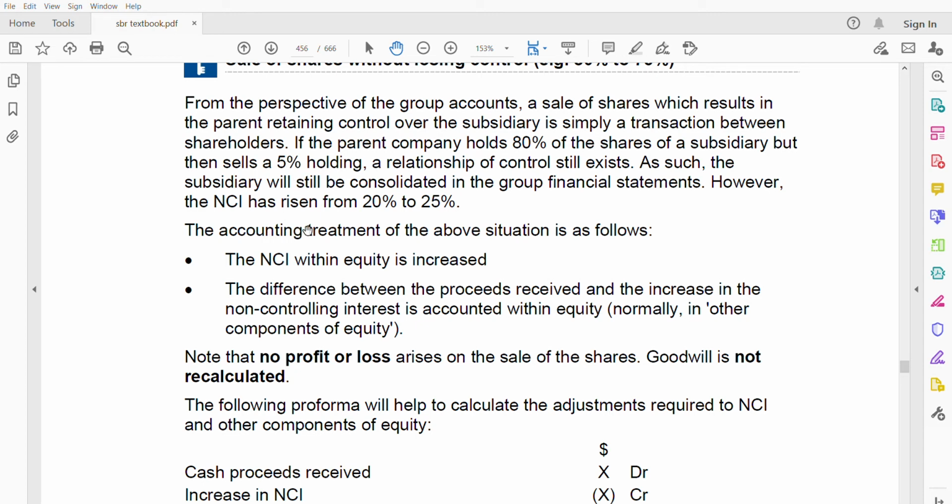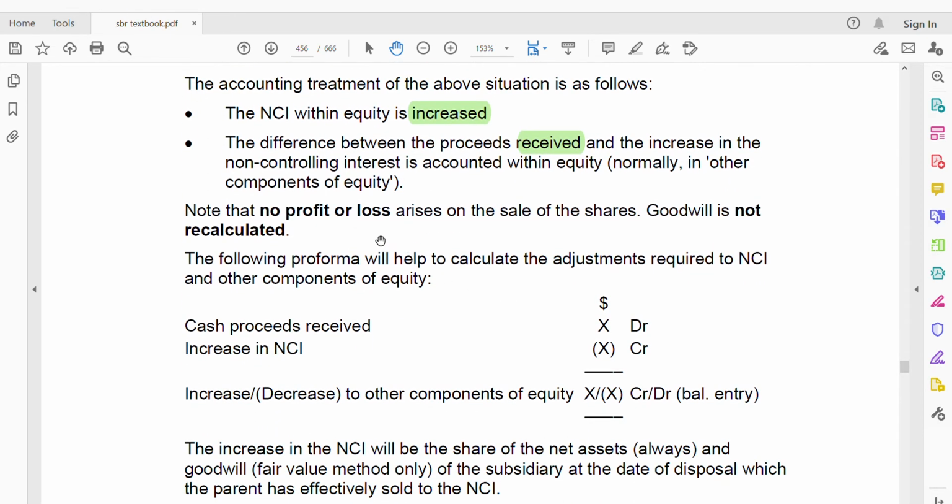So now NCI will increase. And this is same. This time the proceeds that you have received, the difference between the proceeds received minus the increase in the NCI. Because you are disposing, so you will be receiving. So everything is same. No profit or loss. No goodwill is recalculated. The pro forma is also same, except this is cash proceeds received, so cash will be debit, and this is increase in NCI, so credit.